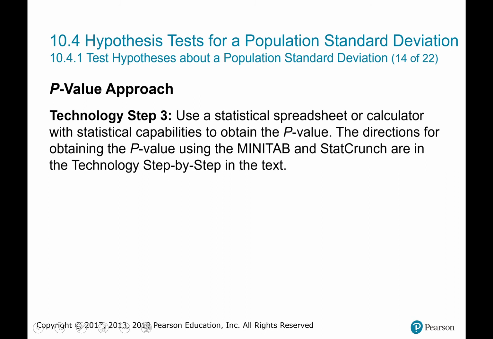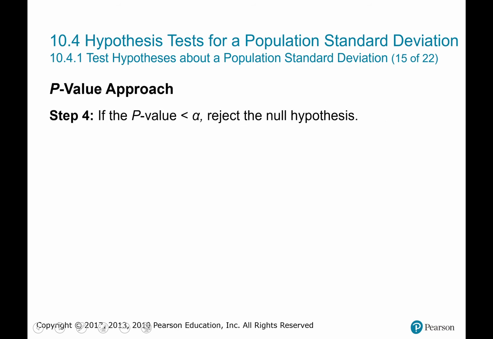and we use a statistical spreadsheet or calculator. If p is less than alpha, then we reject it. That's why I like this approach the best. We don't have to worry about which side of p it's on or which side of the test statistic it's on. We just worry about if p is less than alpha or not.